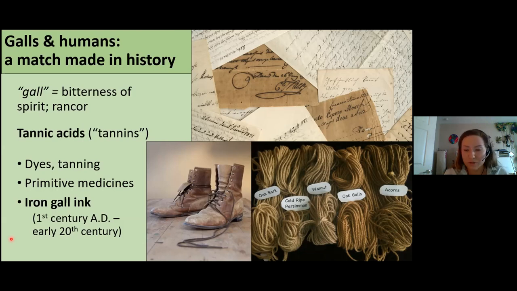But we as humans have known about the uses for tannic acids for a long time. We've been using them for dyes. You can see oak gall dyed yarn here. Tanning leather, making very primitive medicines because it's got an astringent quality. But most importantly, I think, is iron gall ink. We've been making ink with the galls and iron for almost 1,000 years now. We kind of stopped making it in the early 20th century, but you can definitely still find it in some stores.